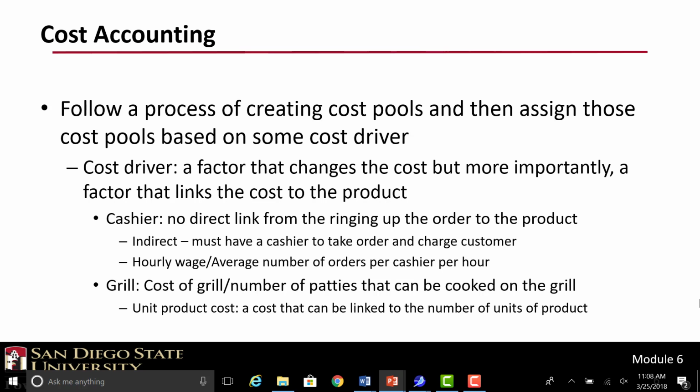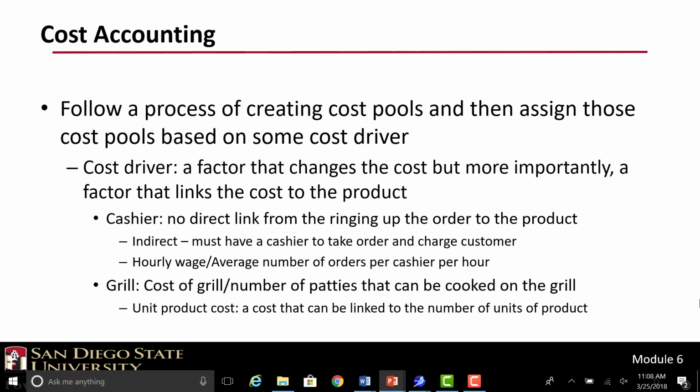With the cashier, there's no direct link from ringing up the order to the product, but there is indirect cost associated with that, right? If you don't have a cashier to take the order and charge the customer, you're not going to sell any hamburgers. So you would do some sort of hourly wage and determine what's the average number of orders that a cashier can make per hour, and then you could allocate that cost down to the object, which is the burger.